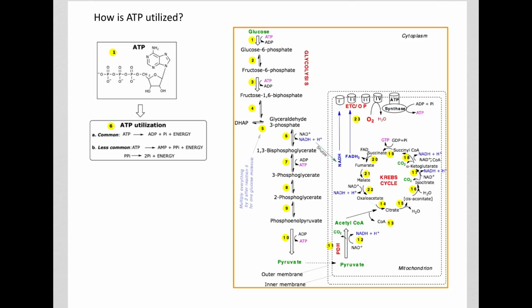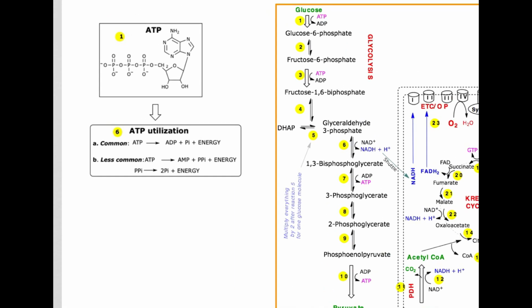So how is ATP utilized? The most common way by which we utilize ATP is this. ATP is broken down into ADP, adenosine diphosphate, releasing energy. Now, inorganic phosphate may be released, or this phosphate may be combined to the substrate to give you a phosphorylated product.